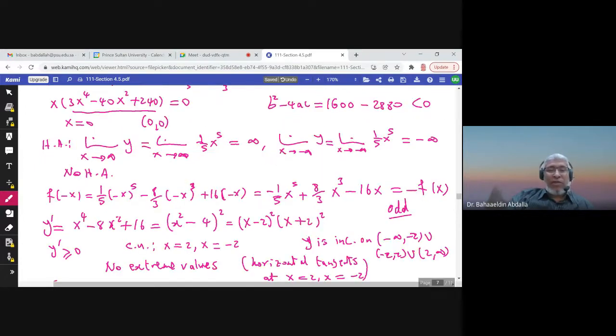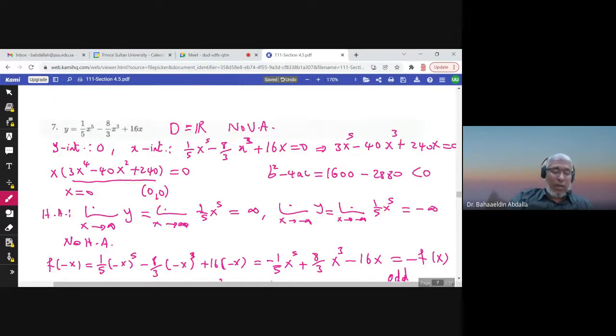If I replace x by 2, I have 1 over 5 times 2 to the power 5, minus 8 over 3 times 2 to the power 3, which is 8. Okay, let me write here the multiplication. Plus 16 times 2, that's 32.